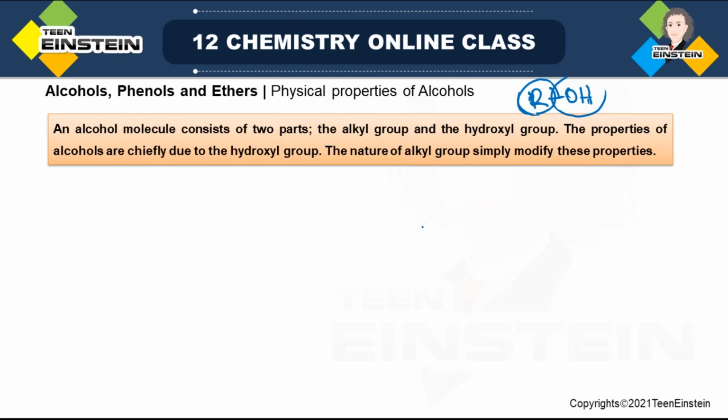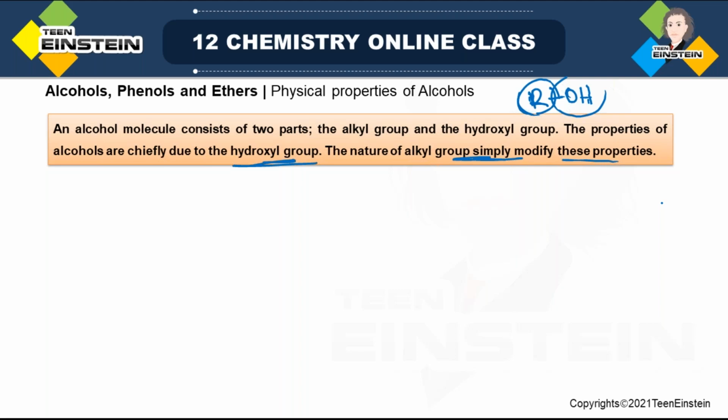The properties of alcohols are mainly because of this hydroxyl group, because whenever you have any alkane and you replace one H with OH, the properties drastically change, because now you have OH rather than H. The nature of the alkyl group simply modifies these properties. So mainly the properties of alcohols are because of this OH group. But that doesn't mean that the R group has no role.